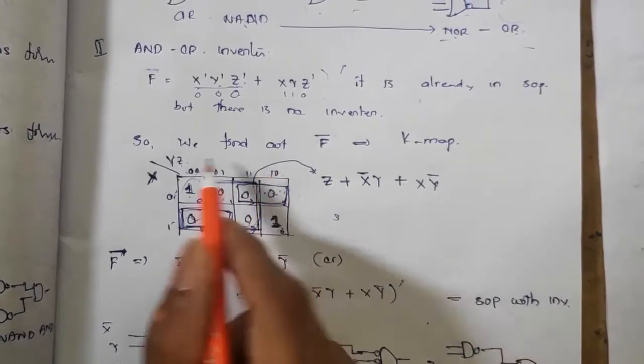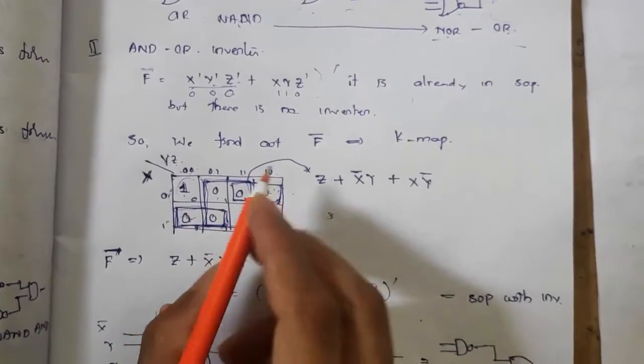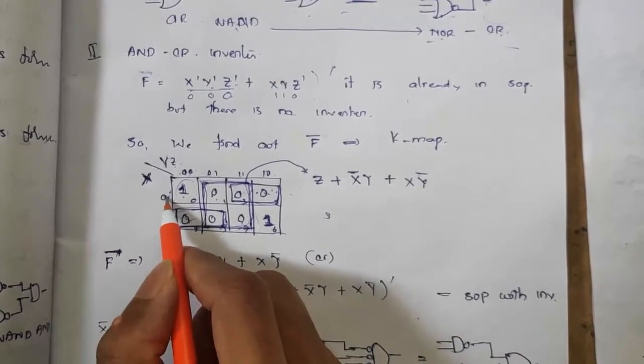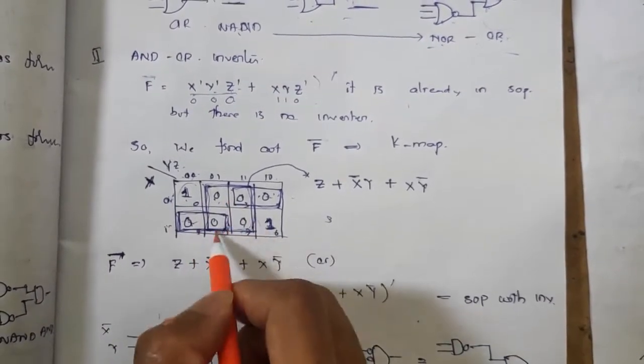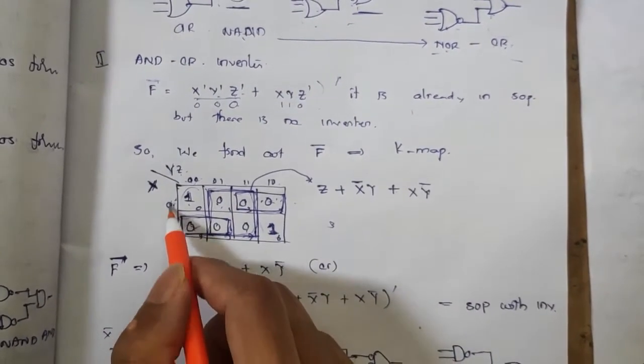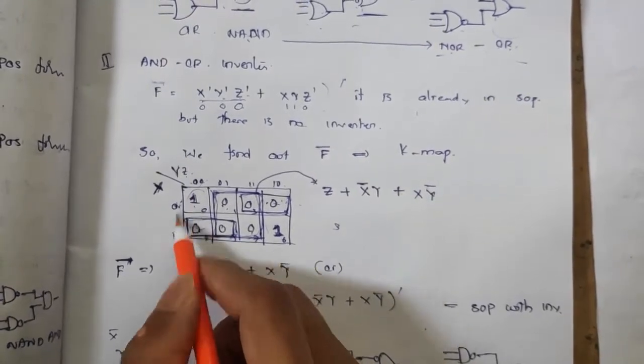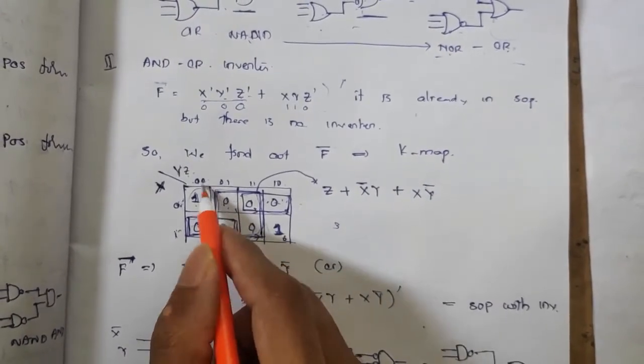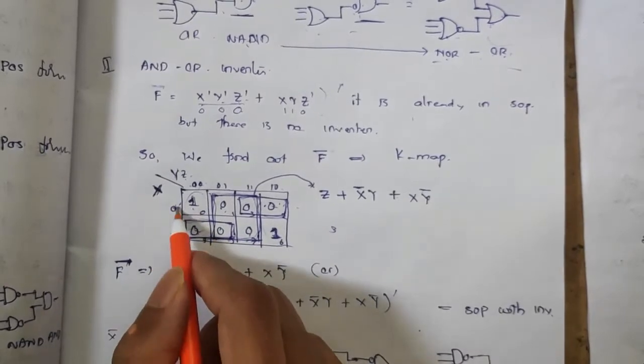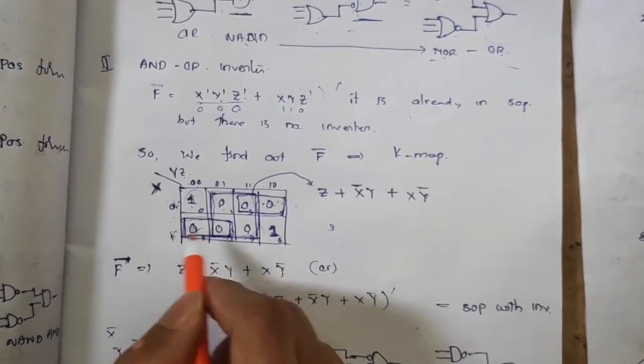Okay, left and column and row. So coming to the column, it is axis 0 and 1 for this big box. So 0 and 1 cancel each other, so there is no x term. X is not there because 0, 0, 0, 1 cancel.